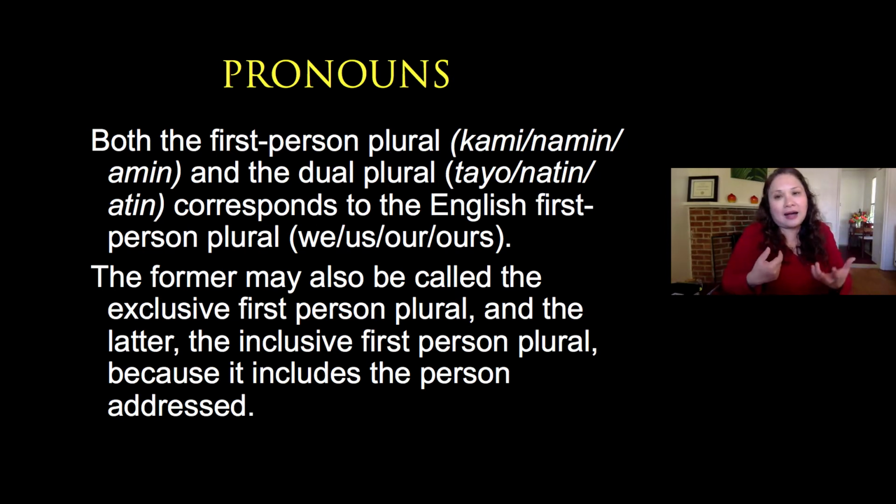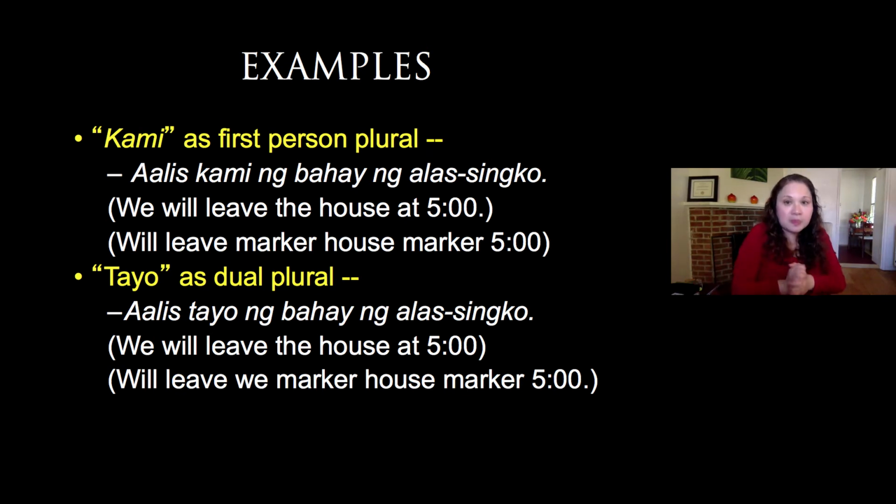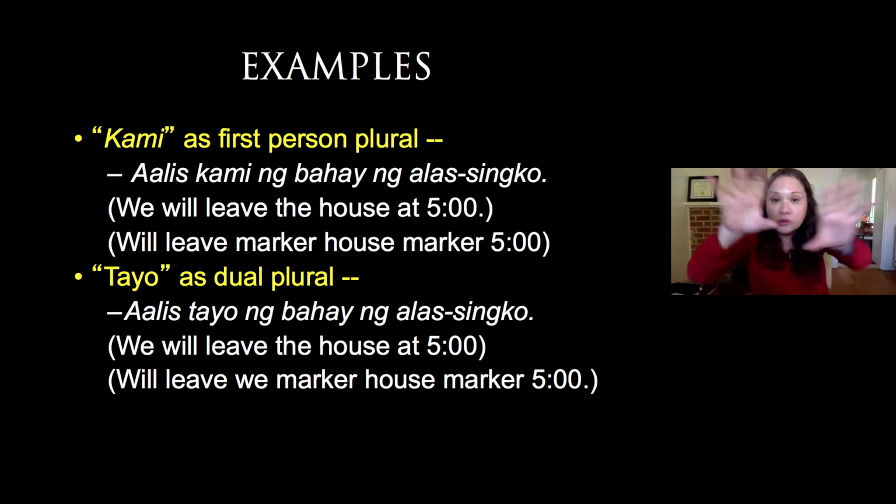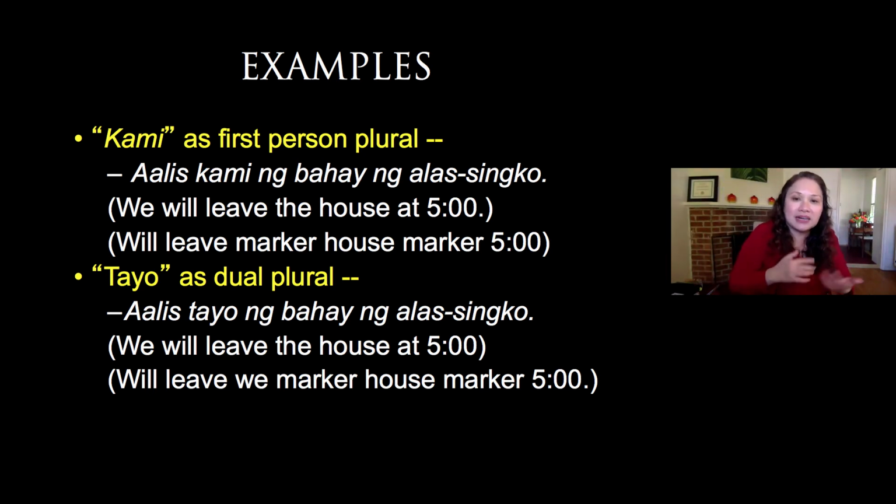This kami, tayo can get really confusing, so you need to note that. Kami, you can think of it as the first person plural. Aalis kami ng bahay. We, meaning just us, not including you, the person I'm talking to. And tayo as dual plural, including me, the other people with me, and you, the people I'm talking to. Aalis tayo ng bahay ng alas 5. We will leave the house at 5 o'clock.